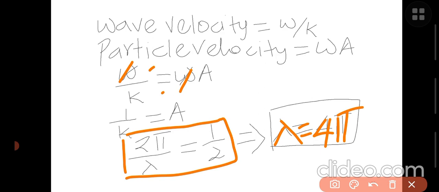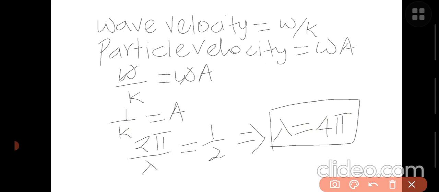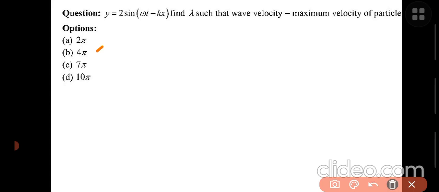That is the answer for wavelength. Wavelength is 4 pi. Find the lambda. So we found 4 pi. Answer is B, 4 pi.